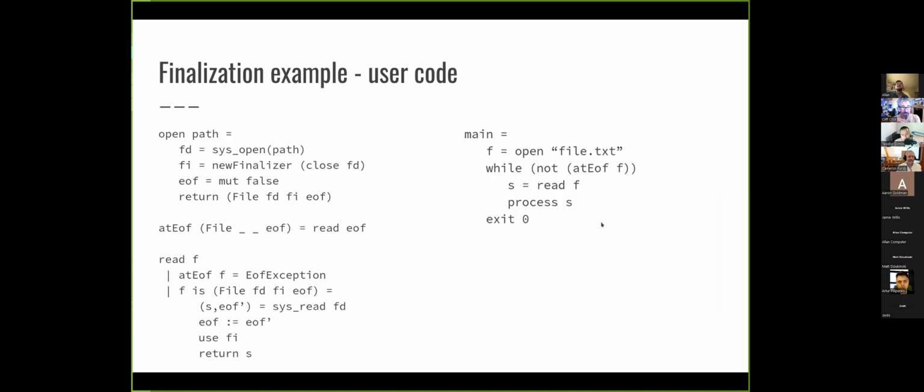I think I have my counterexample ready, but we can look at your example. Okay. So we have a main program and it opens a file, and while it's not EOF, it reads the program and calls some processing operation, and then it exits. Yeah. And so the open opens the path, gets the finalizer with the close operation, and has a mutable variable for false that represents the EOF.